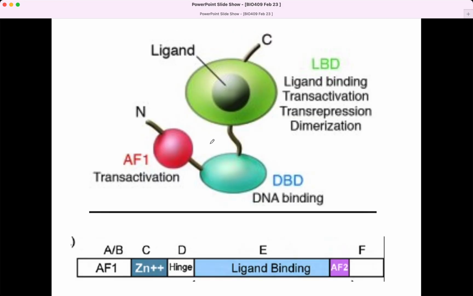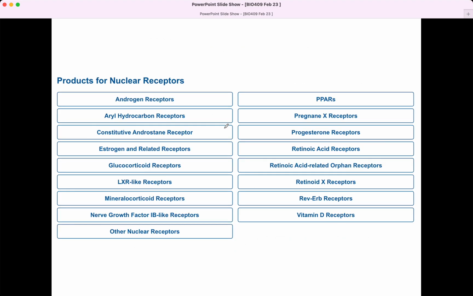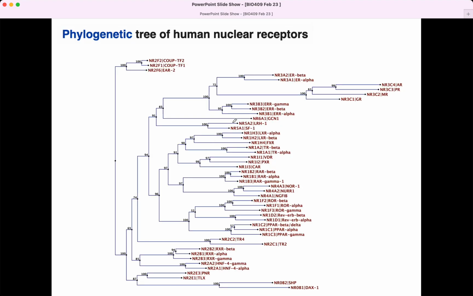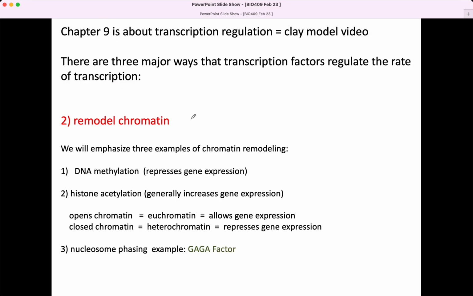So, tamoxifen is one, then a structure of the nuclear receptors, then, introduce this idea of these very important nuclear receptors in human health. Then we have this evolutionary tree of nuclear receptors and how they're related to each other because they are paralogs. So we have that very important term that we define. So lots and lots of stuff that we've been learning about.